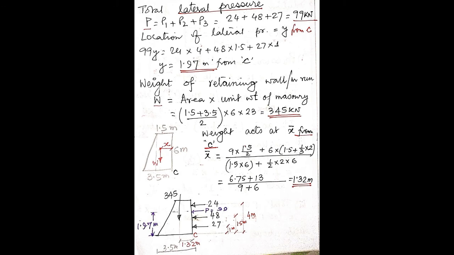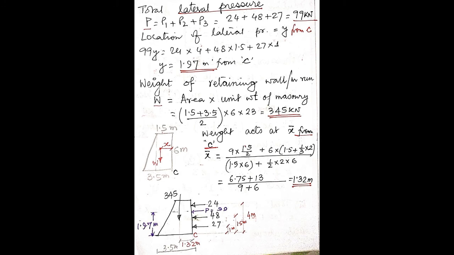Okay, so now what will be the total lateral pressure? Total lateral pressure will be P1 plus P2 plus P3. So how much have we got? 24, 48 and 27. So this gives 99 kilonewton. Now for the location of this lateral pressure, let us assume that it is Y from the point C. Please see the diagram which I have drawn at the bottom of this slide. All the forces I have drawn in black color and the location with red color.